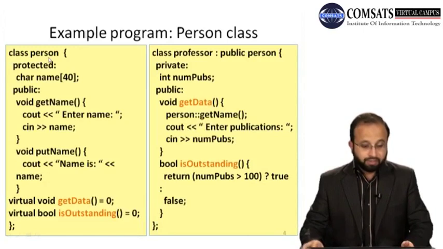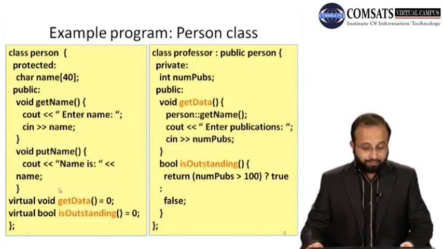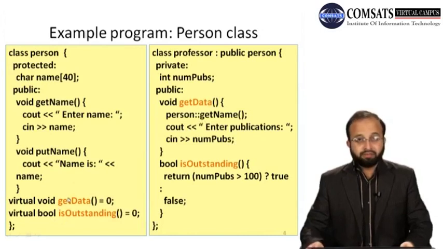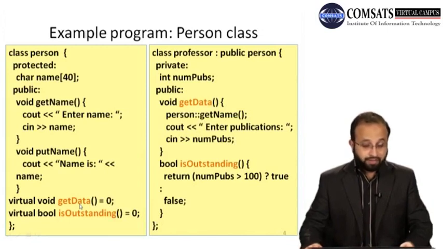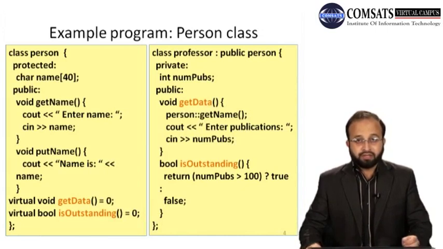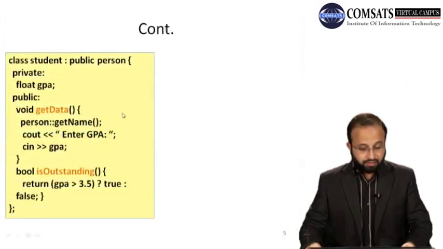so if I create an object of the Person class, p, and if I write p dot get data, then what will be executed? If I write p dot get is outstanding, then what will be executed? Okay, so which statements will be executed? This is not mentioned in the Person class definition. So that's why it becomes an abstract class, because it contains the declaration of the pure virtual function in its definition, and you are not able to create an object of an abstract class, and that is the reason. So Professor class and then Student class.